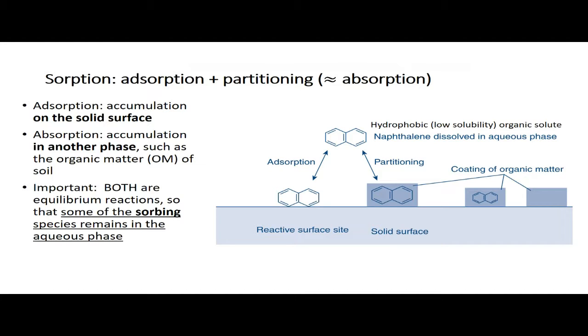So sorption is a word that's meant to encompass both adsorption, A, D as in dog, and absorption, A, B as in boy. And absorption, the second one, is also called partitioning. So adsorption is the accumulation at the surface, whereas absorption is the accumulation in another phase. Most often we're talking about organic matter of the soil. So it's sort of like it's going into a liquid organic or a mesh of organic.